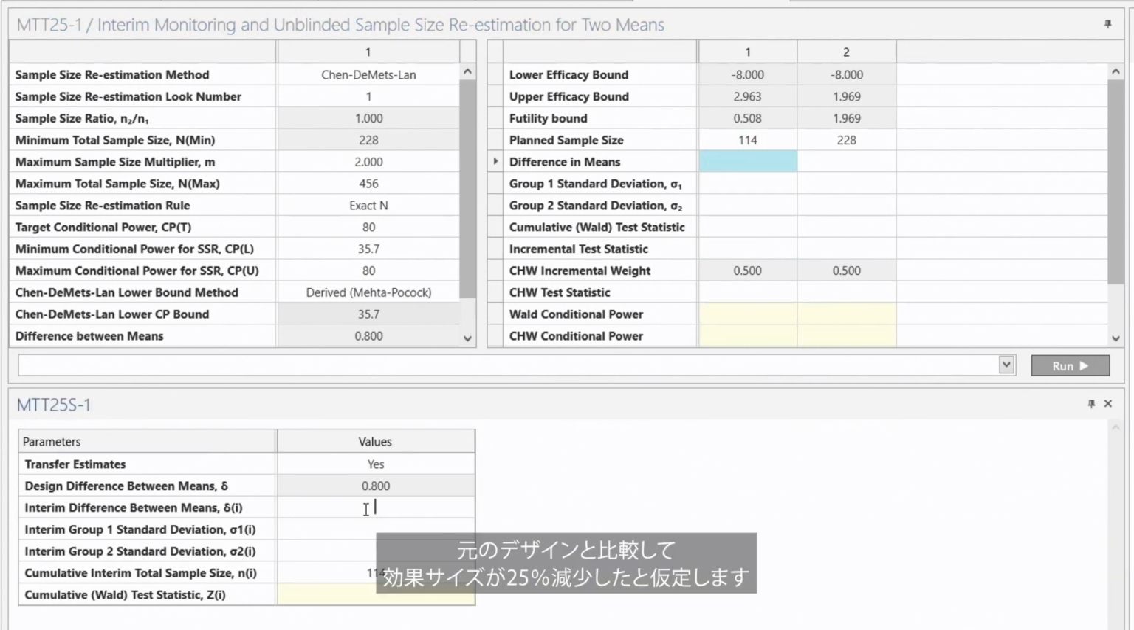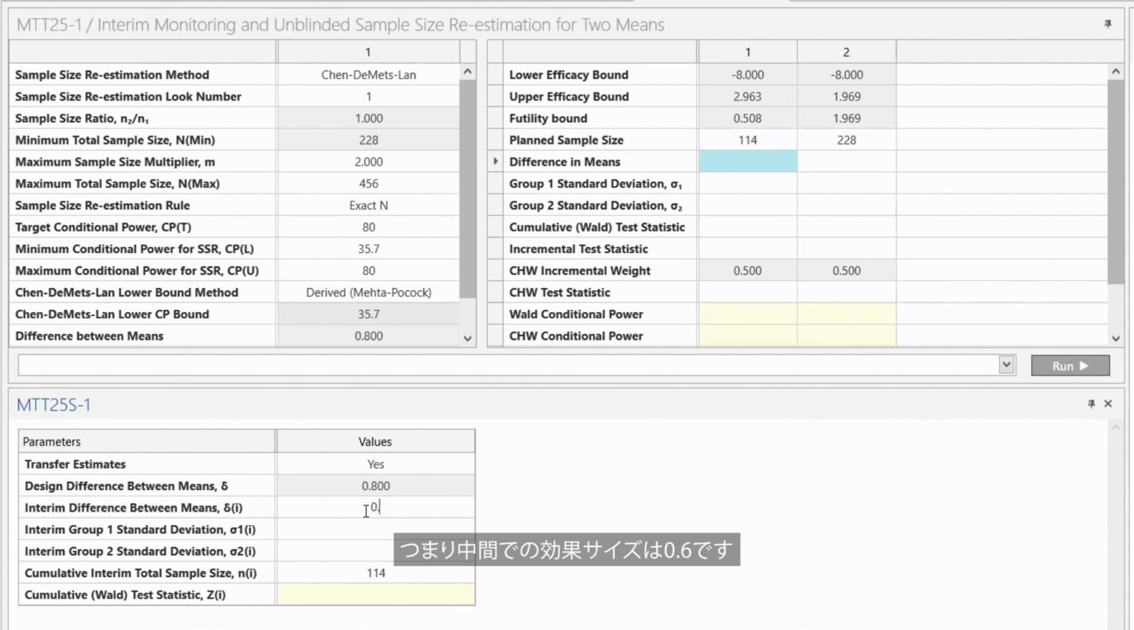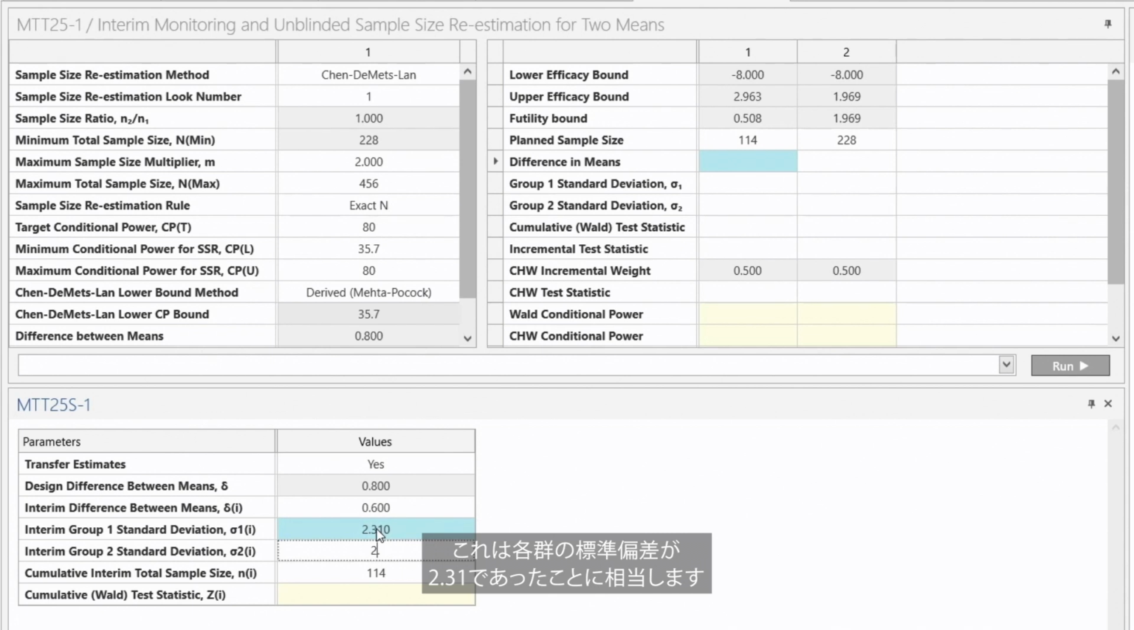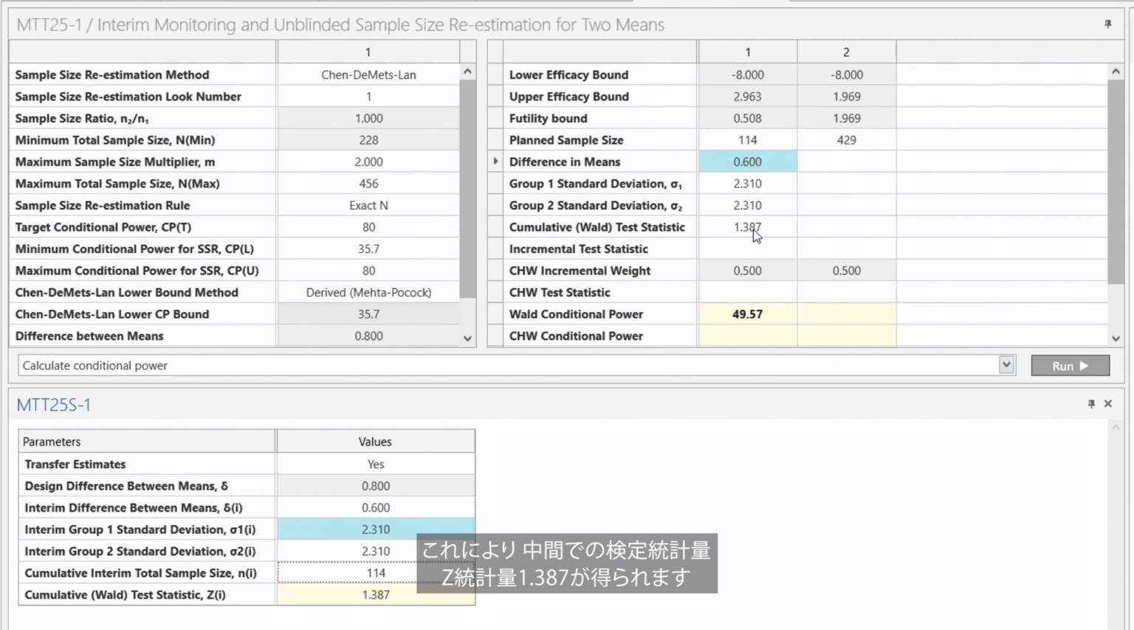In this case, let's assume that there was a 25% reduction in our effect size compared to the original design. In other words, an interim effect size of 0.6. Next, let's assume that there's a 10% increase in the standard deviation in each group, which is equivalent to 2.31 standard deviation in each group. This gives an interim test statistic, Z statistic, of 1.387.